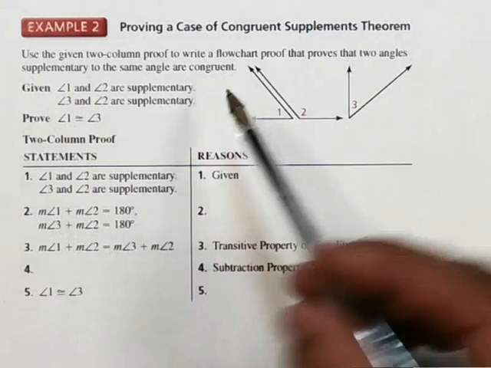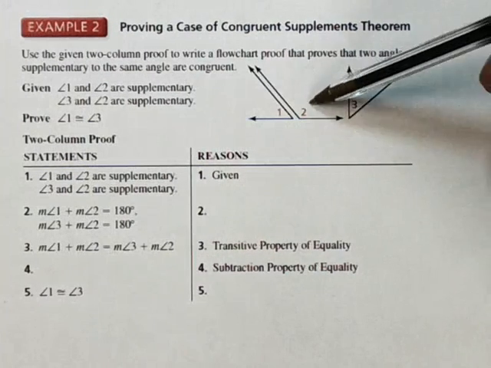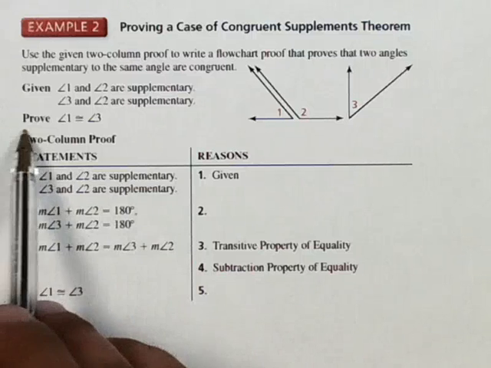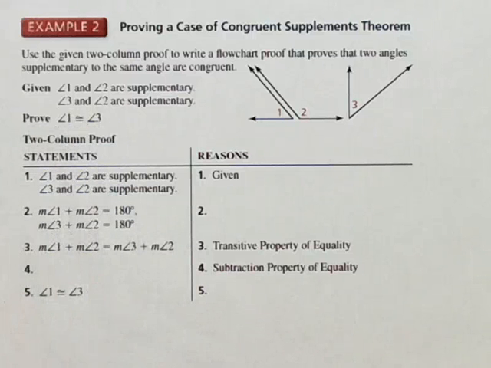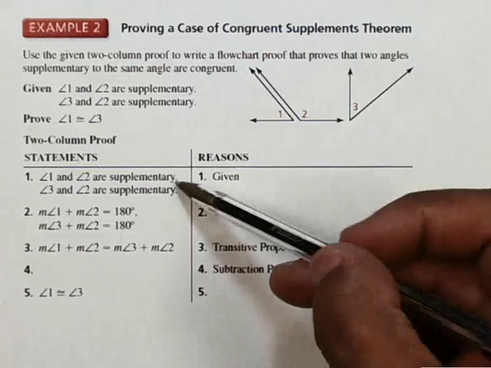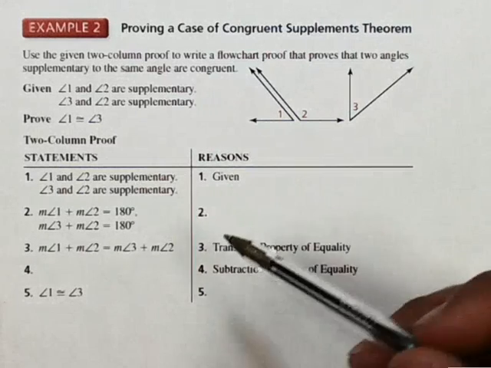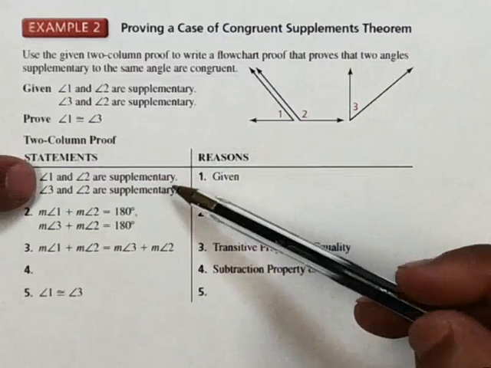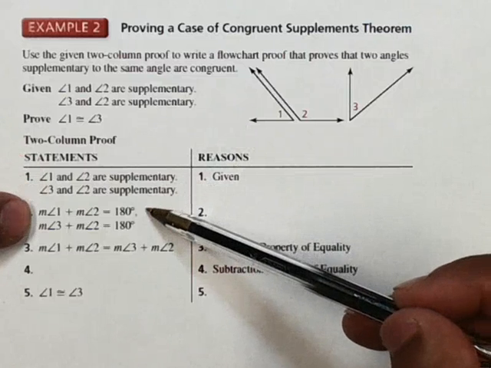They're telling us that 1 and 2 are supplementary, and we also know that 2 and 3 are supplementary. We want to arrive at the conclusion that angle 1 is congruent to angle 3. So of course, remember, we start with our givens. And then we take that statement and we translate it.